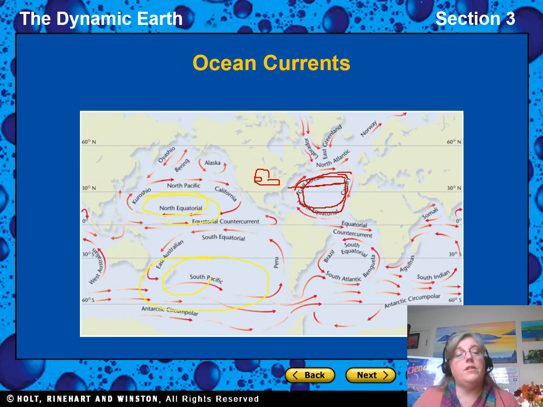Now, another problem, this is what we're talking about, is we change the temperatures of the ocean. These currents are getting messed up. All right, and it's going to create all sorts of havoc.